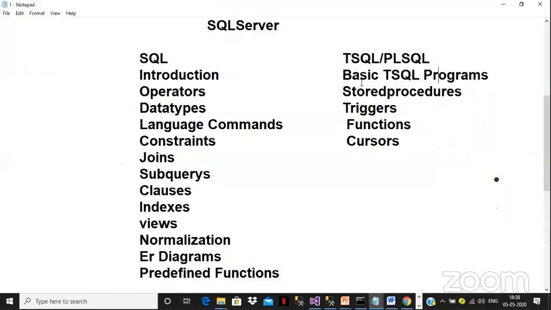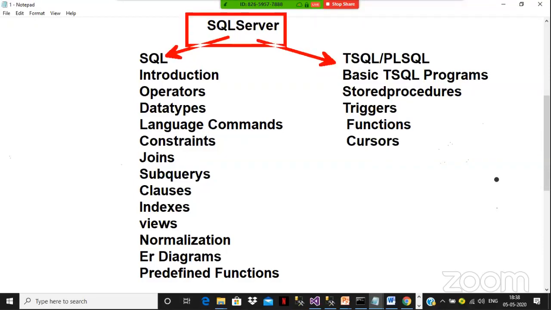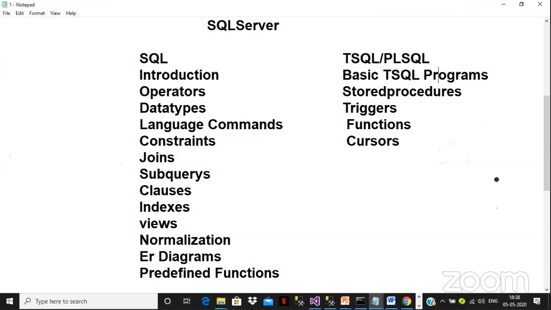This is the syllabus of SQL. I will cover all these things. This session is completely a free batch. Anyone can join. Utilize this opportunity. You may not get this opportunity again. Did you understand? That is about SQL Server, SQL and SQL Server Management Studio.